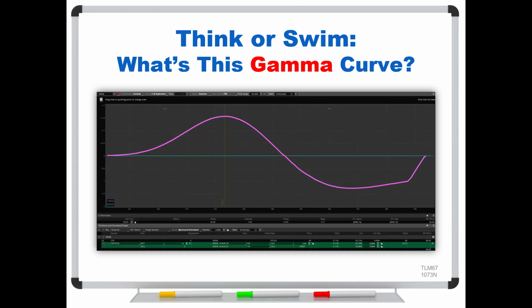So what is this gamma curve that we're seeing in thinkorswim? Welcome back, options traders. I've had a number of people asking about some of the submenus in the Analyze tab for those of you who use thinkorswim. And one that comes up a lot is this gamma curve. So what exactly are we looking at here, and how do you use it?